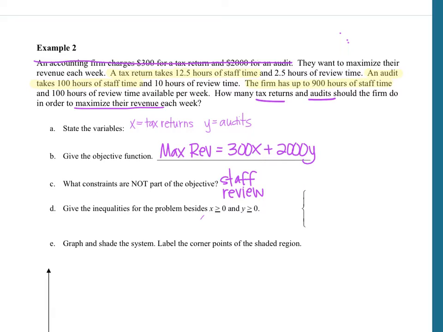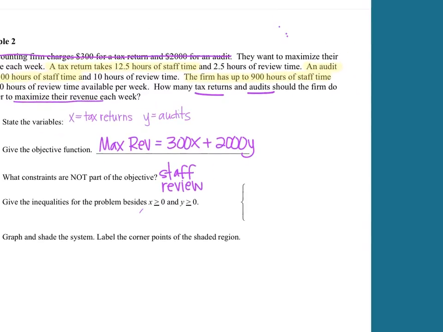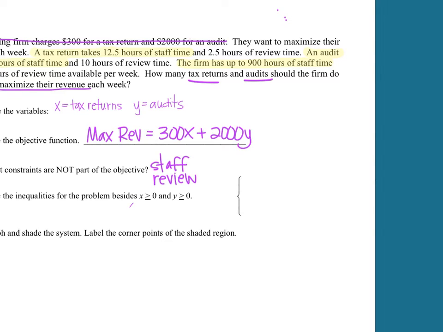My constraint is staff. So I turn that into a math problem. A tax return takes 12.5 hours, so that's 12.5 for the variable of the tax return, which was X. Then I have the audit, which takes 100 hours of staff time, so that would be 100 Y. The other thing I highlighted was the number 900. Up to 900 means no more than 900. So this is not going to be equal to 900. This will be less than or equal to 900.